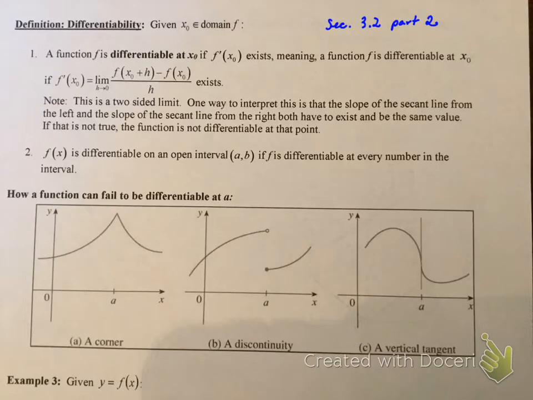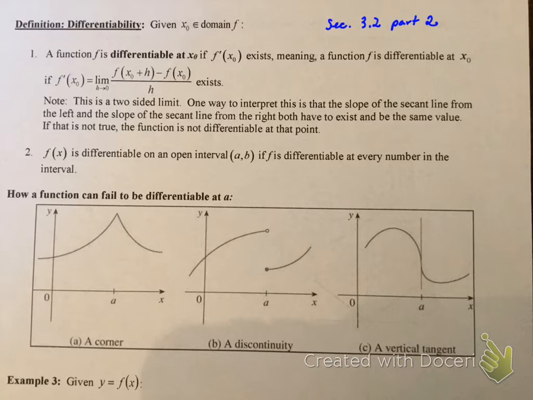Right, so this is section 3.2, part 2. We're going to talk about differentiability, what that means. So here's the definition. Given x naught is an element in the domain of f, a function f is differentiable at x naught if the derivative at that point exists. Meaning a function f is differentiable at that point if f prime of x equals the limit as h approaches 0 of f of x plus h minus f of x over h exists.